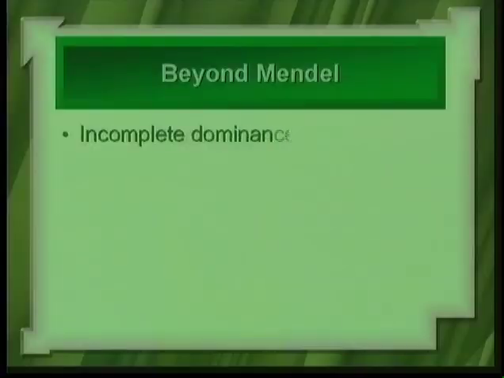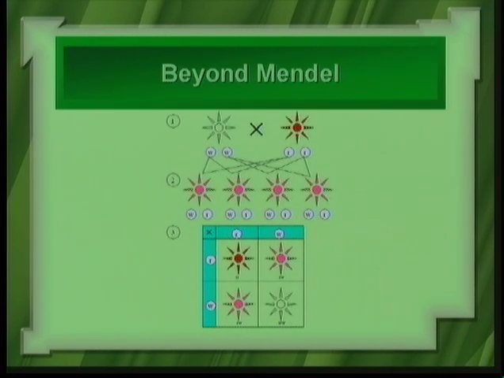That was a joke. Now, beyond Mendel, you have something called incomplete dominance. This is not something that happened when Mendel was doing his pea plant experiments. Incomplete dominance means that when you cross two different purebreds together, neither trait is dominant. This is a very good example.